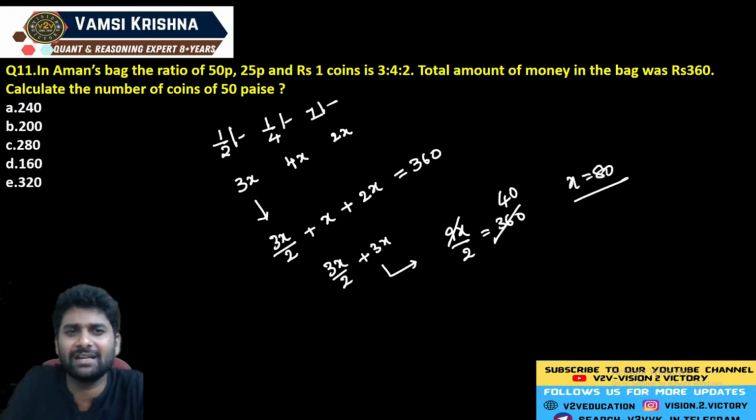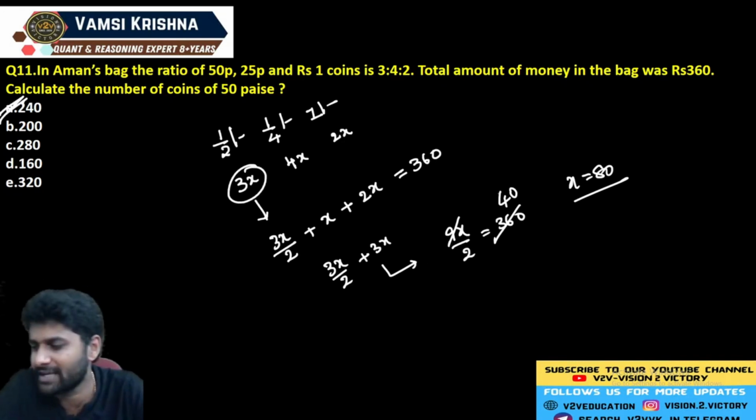Now the question here: calculate the number of coins of 50 paisa. How many 50 paisa coins are there? 3x. So 8 3s are 24. So the total number of coins is 240.